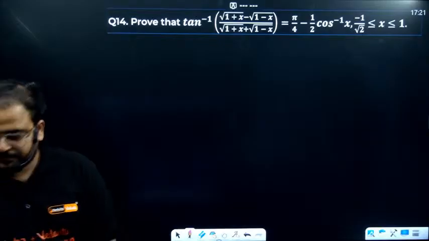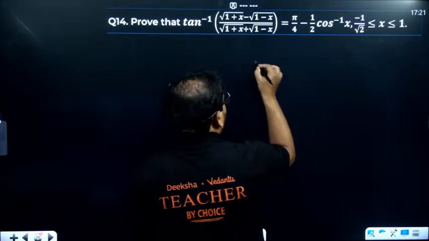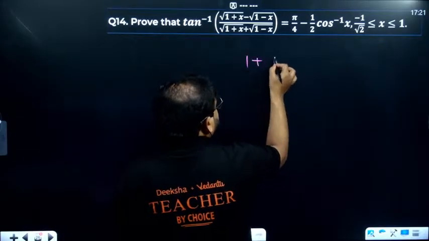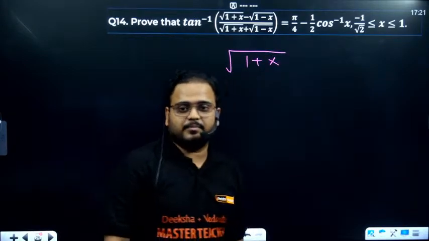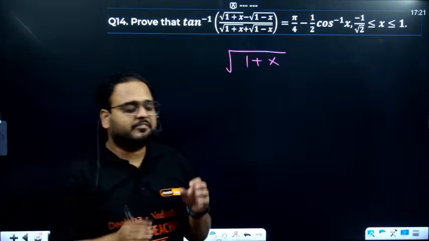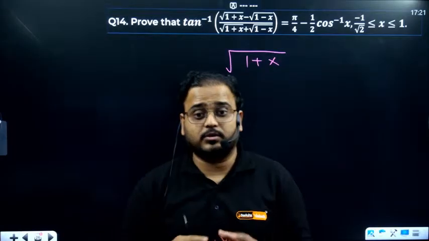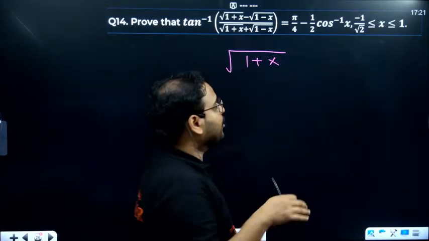Anybody? No? This is simple. If you have 1 plus x, but also we have a root as well, it means to solve this question my first trouble is to remove the root. I have to remove the root. And how do we remove the root?